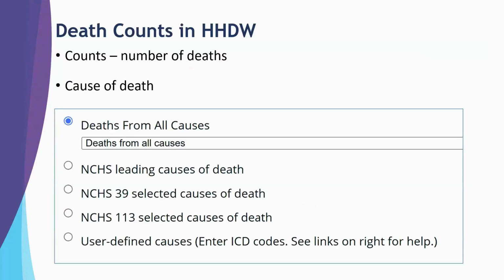Starting with death counts, you can query counts or number of deaths by a variety of dimensions we'll review. The first is to establish the cause of death. In HHDW, there are 5 options for choosing the cause of death. The first is deaths from all causes. And then the next 3 are grouped causes of death from the National Center for Health Statistics. And that last option is where you can enter specific ICD-10 codes identifying the cause of death that you're interested in.